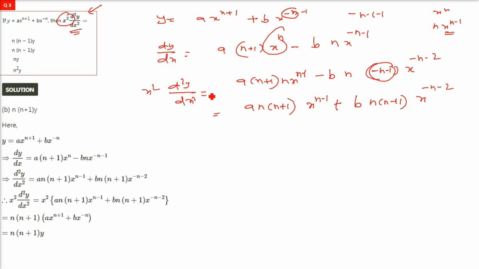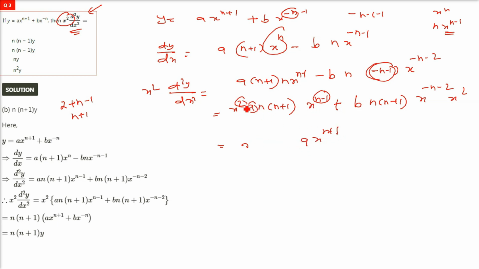So d2y by dx2 you have to multiply by x square. So x, the power can be added: 2 plus n minus 1 is simply n plus 1. So you have a, see, n plus 1. We already have a x to the power n plus 1 in y, so we are actually eyeing upon getting y again.